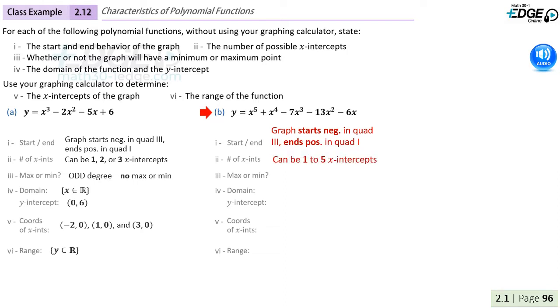Because our degree is 5, we have a minimum of 1 intercept and we have a maximum of 5 intercepts. Because we are an odd degree function, we do not have an absolute maximum or minimum. Because we are polynomial, our domain is all the real numbers. As stated earlier, our y-intercept is 0 because there is no constant term, which is to say the constant term is 0. And if we subbed 0 in for x, we would evaluate to find that y is equal to 0.